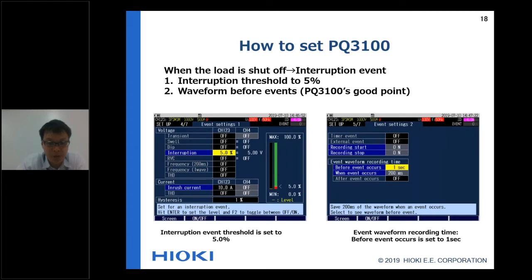Okay, how to set the PQ700 for this application? As I told you, for the Japanese case, set the interruption threshold to 5%. Japan is 100 volt, so that means 5 volt. And also you require the waveform before events. Some power quality analyzers cannot record before events, but the PQ700 can. So this is a very good point for the PQ700.